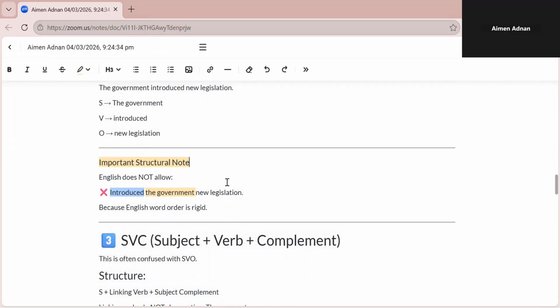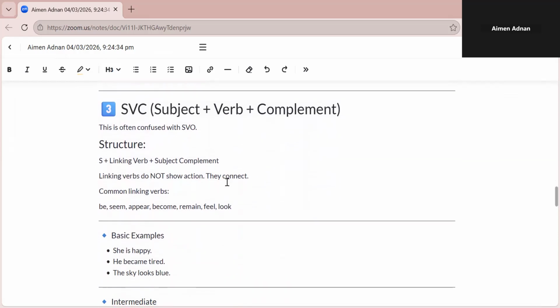You cannot change the placement of the subject or the verb or even the object. It is going to change the meaning, it is going to change the structural pattern of the sentence. So SVO means subject has to come first, then the verb, and then the object. You cannot mess with the structural form.